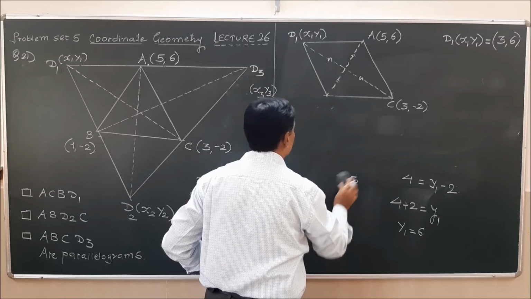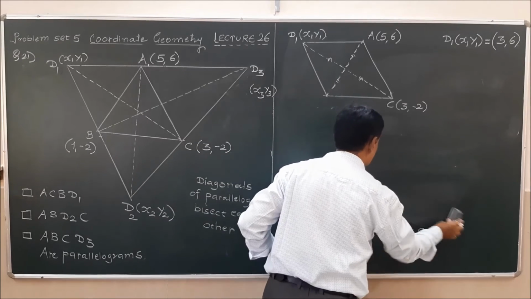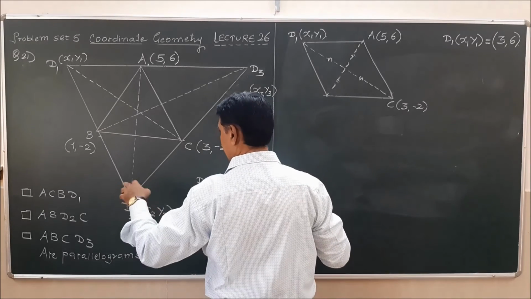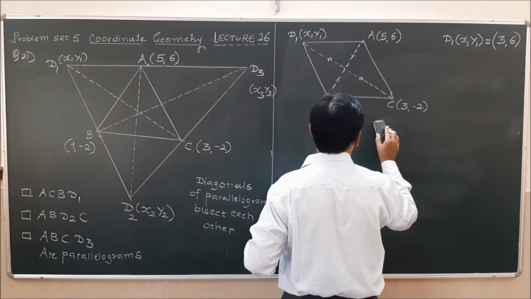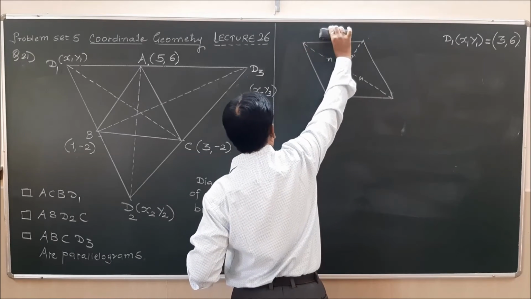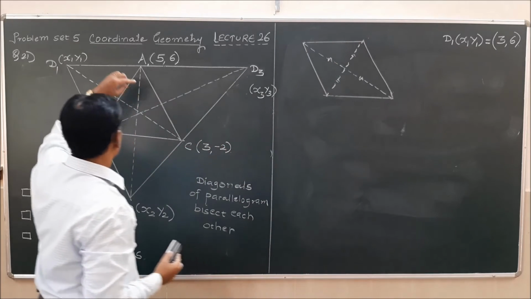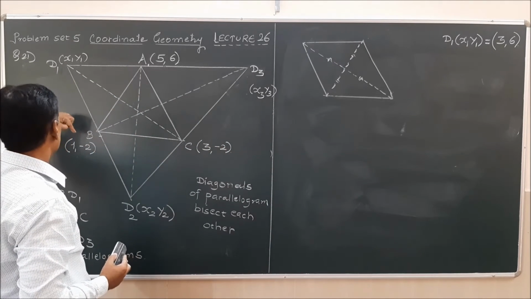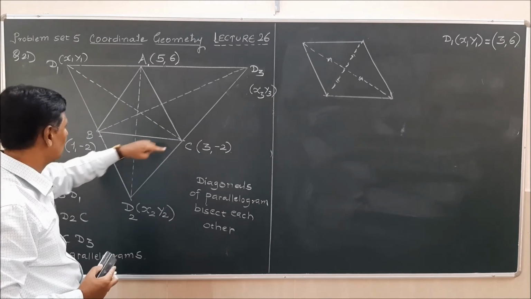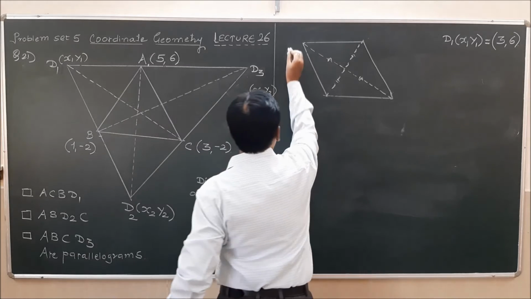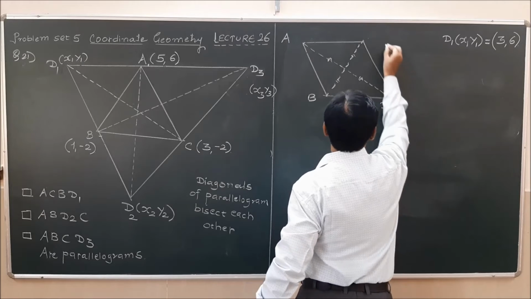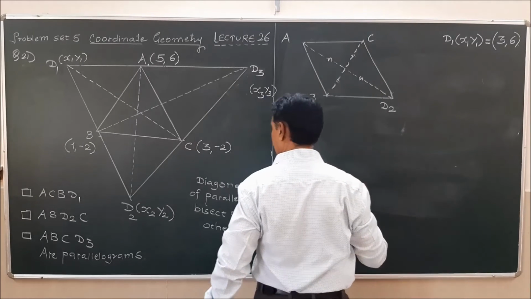Now what is the name of that? We'll see here. Second one is A, B, D2, C. I'll see here again. A, B, D2, C. A, B, D2, C. Coordinates of D2 are x2, y2.